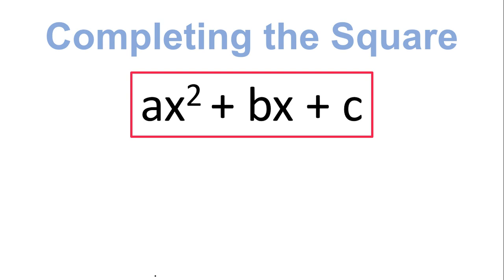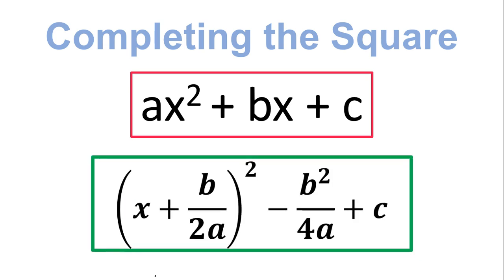Now for completing the square, there is a specific formula or arrangement that you have to use in order to be able to solve a quadratic equation using completing the square. And that arrangement looks something like this. You open up a bracket and you put x plus b over 2a and then close the bracket, whole squared, minus b squared over 4a plus c.